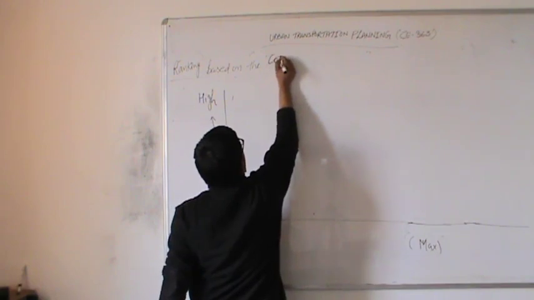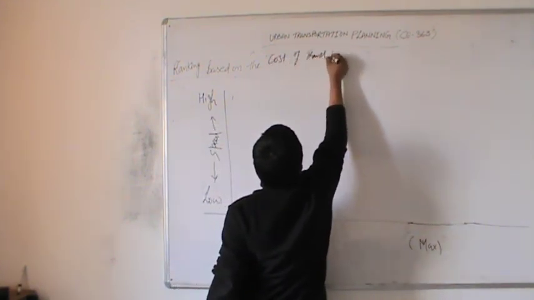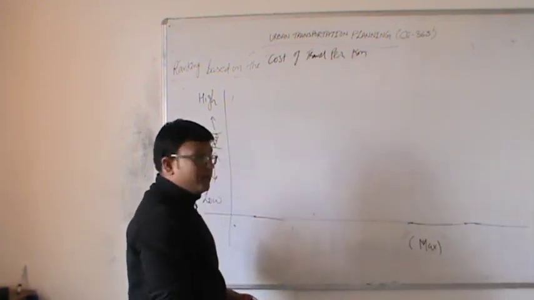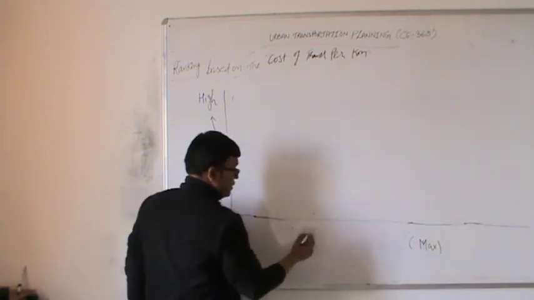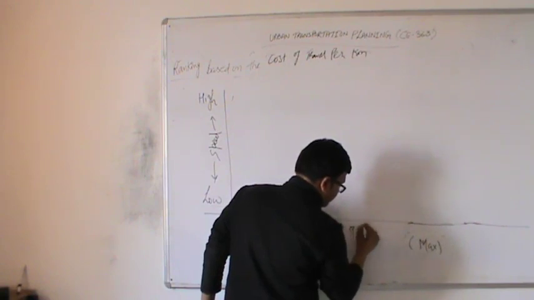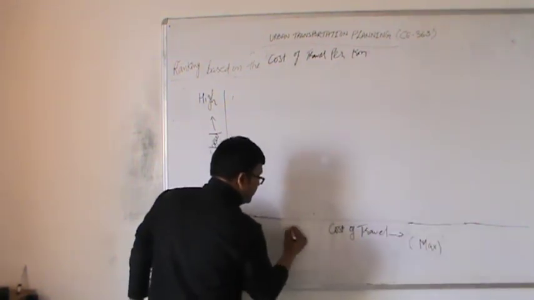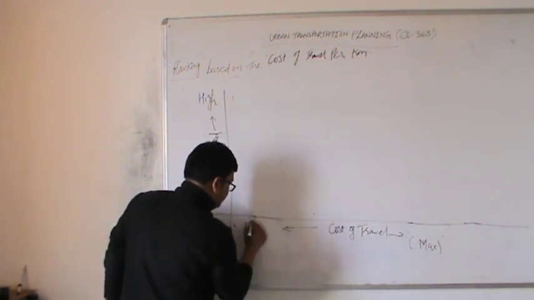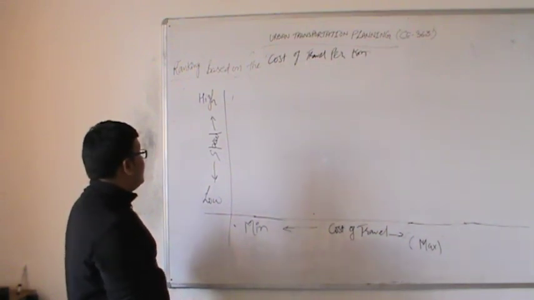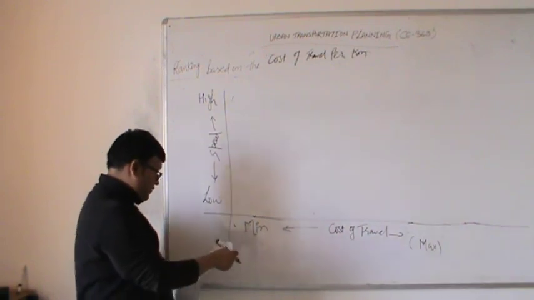Based on the cost of travel per kilometer. So this is one of the criteria. Okay. And now what we are taking here, the cost of travel. This side is maximum, this side minimum. We are taking one of the factors as a common factor, that is speed. This is low and this is high. So based on the cost of travel per kilometer, we will start it.